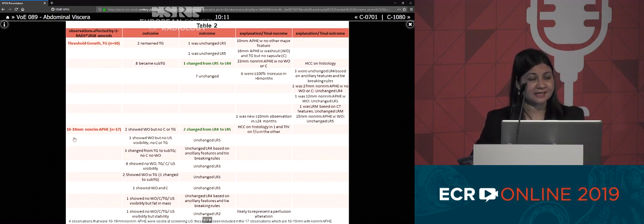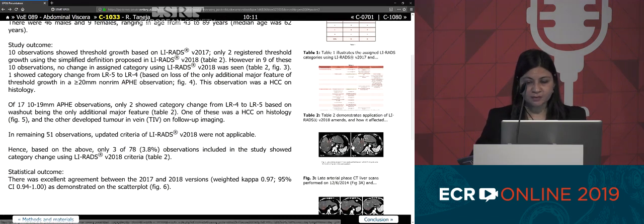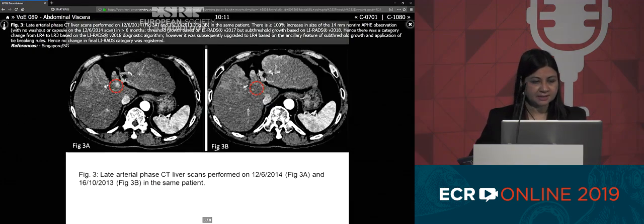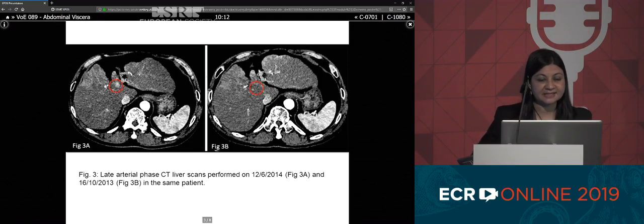Let's take a quick look at the second group, which were the 10 to 19 millimeter non-rim APHE observations. There were 17 of these, out of which only 2 changed category and 15 were unchanged. So let's see an example of each of these. We'll start with this one. These are late arterial phase CT scans that are more than 6 months apart in the same patient.